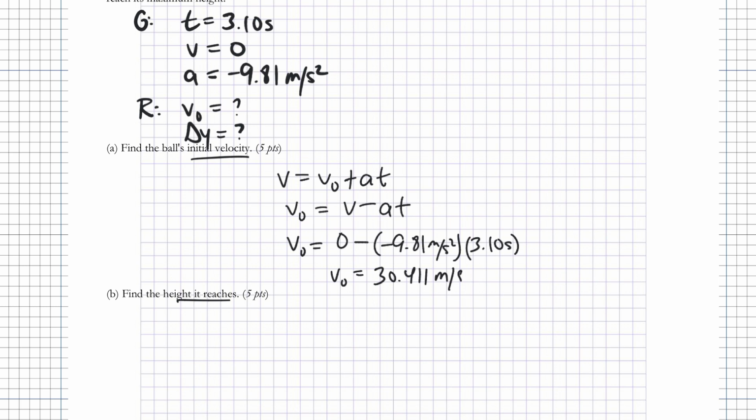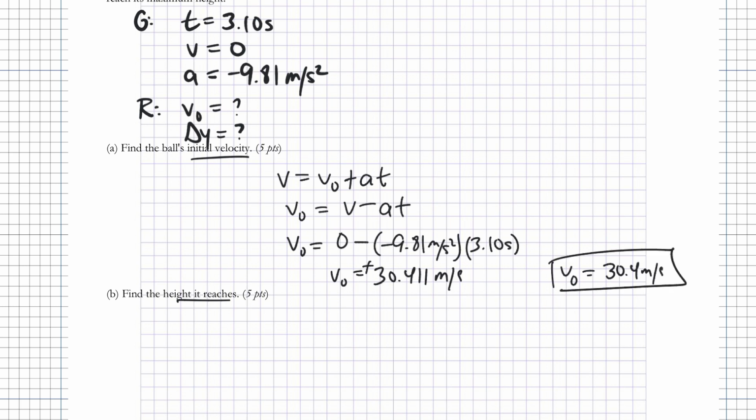30.411 meters per second. Notice that's positive. The negative signs cancel. And it seems to make sense, right? If we're losing 10 meters per second every second and we go for about 3 seconds, that's about how long it'll take us to stop. So this seems very reasonable. The number we would report, V naught equals 30.4 meters per second.